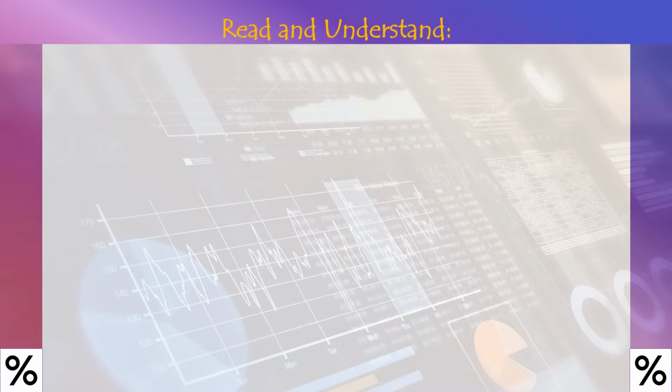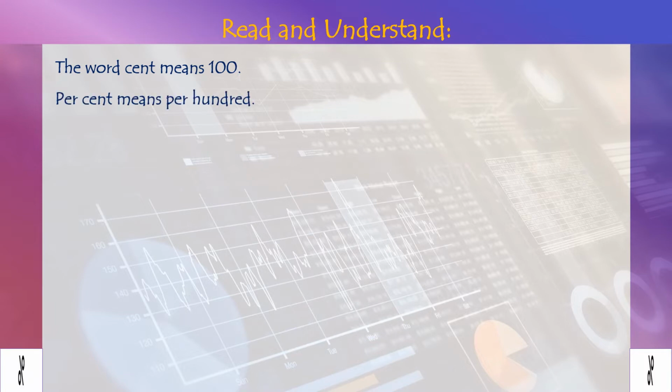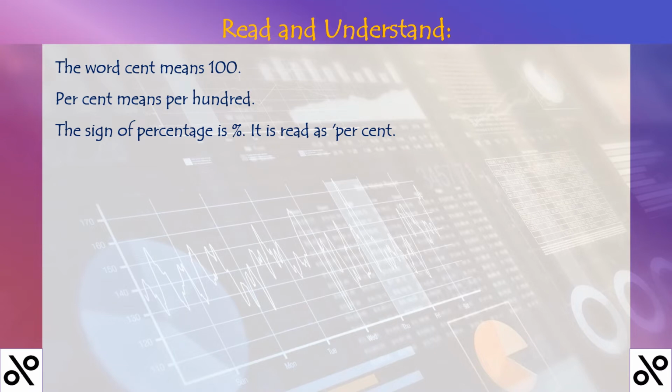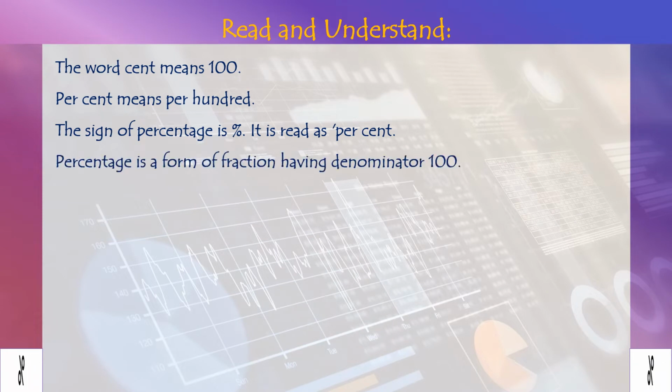Before we start with the question and answers, there are a few things that you need to read and understand about percentage. The word cent means 100, percent means per 100. The sign of percentage is this that you can see. It is read as percent. Whenever you talk about percentage, you have to remember that there will be 100 in the denominator. Percentage is a form of fraction having denominator 100. Okay? So whenever you have a percentage written, you need to have 100 in the denominator.